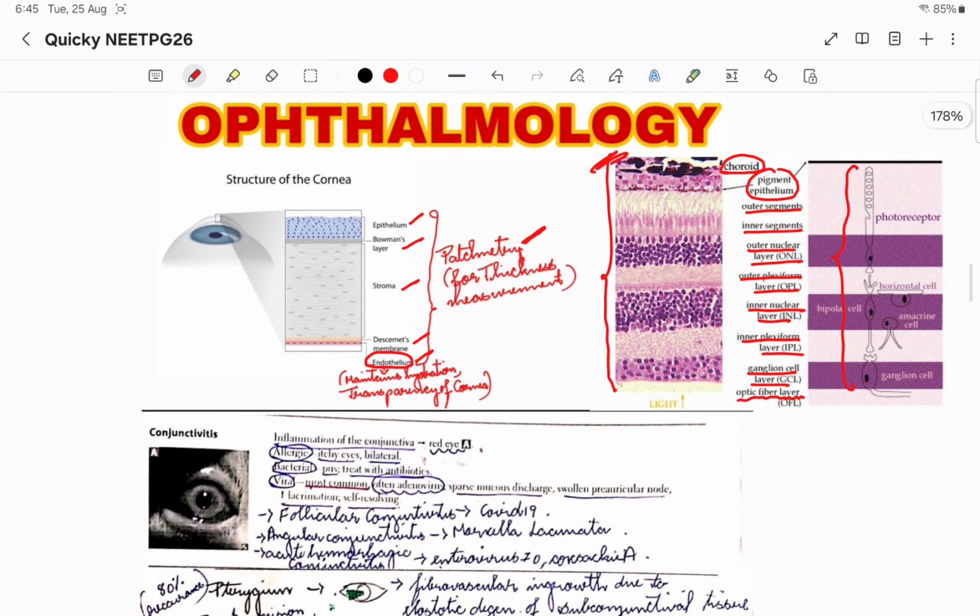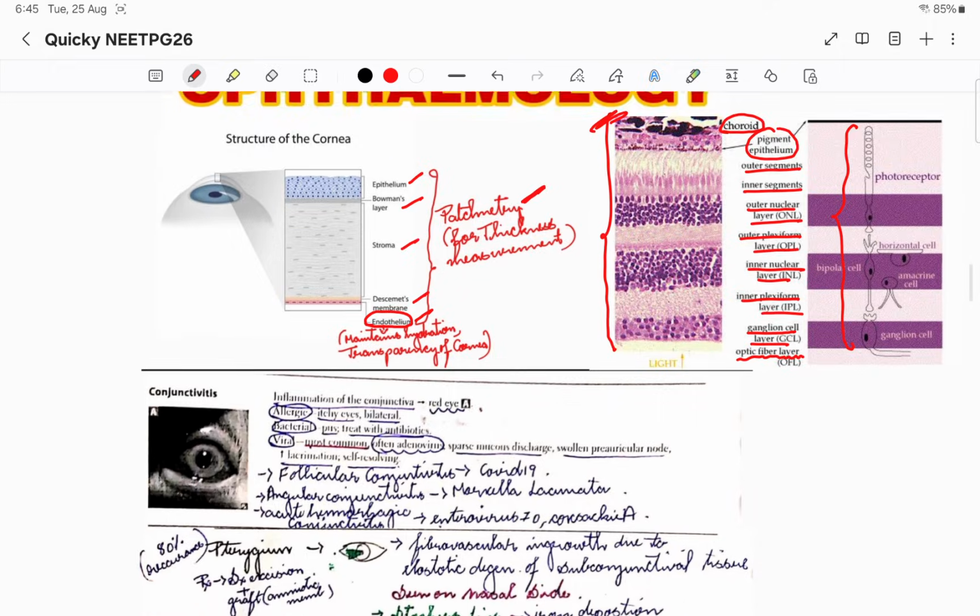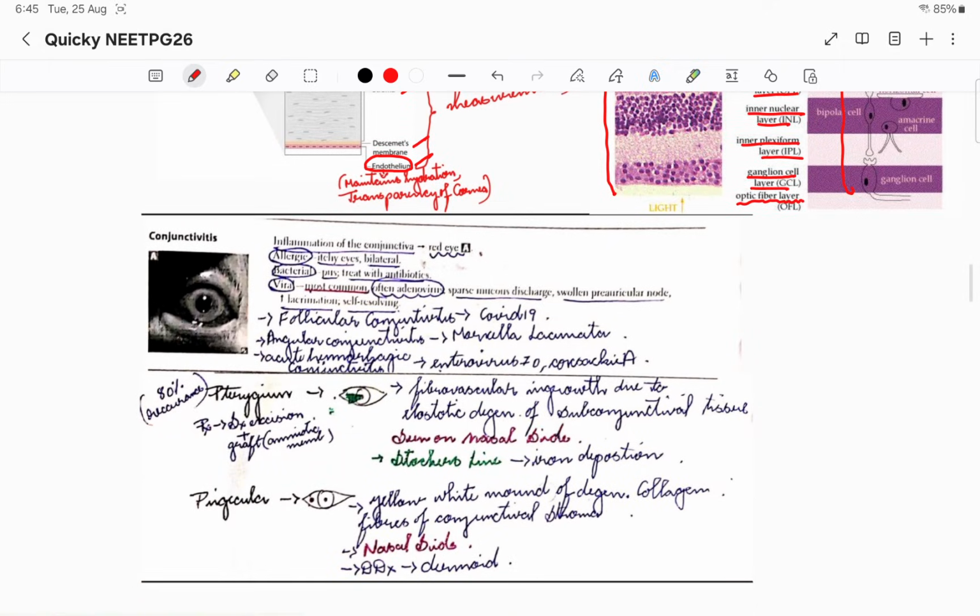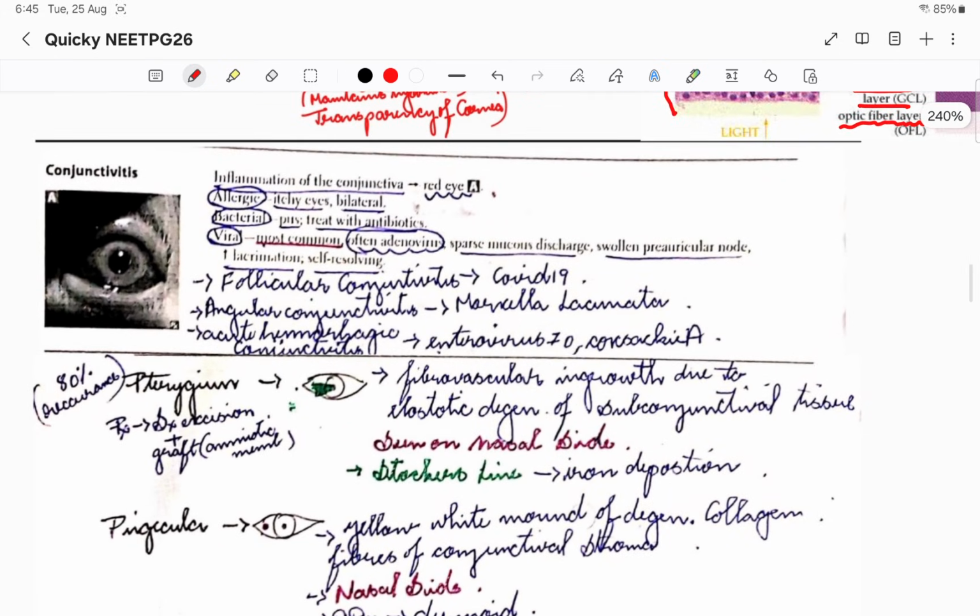Now we'll move on to the specifics of ophthalmology with respect to all the pathologies and disorders that might come up. The first thing we'll discuss is conjunctival pathology. In conjunctiva, mainly it is conjunctivitis. There are two other pathologies, pterygium and pinguecula. We'll come back to that. Conjunctivitis is nothing but inflammation of the eye. It can be because of allergy, bacterial infection, or viral infection.